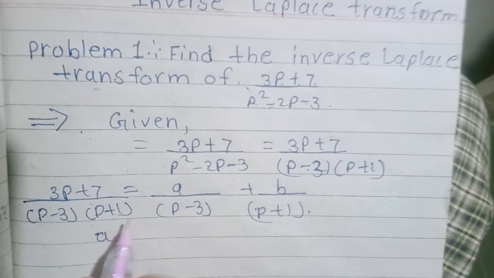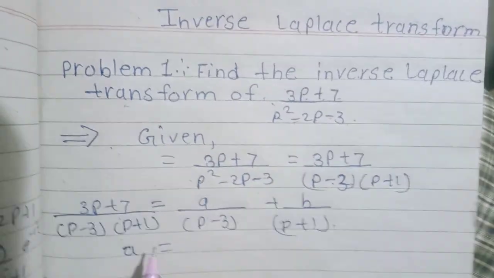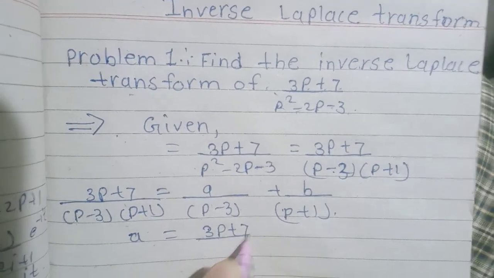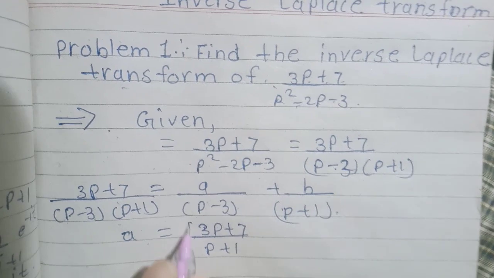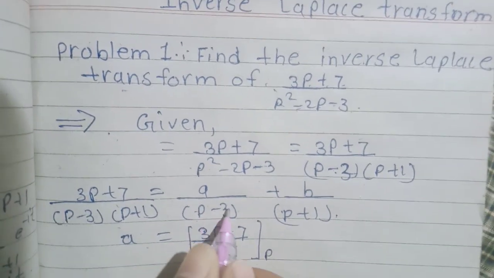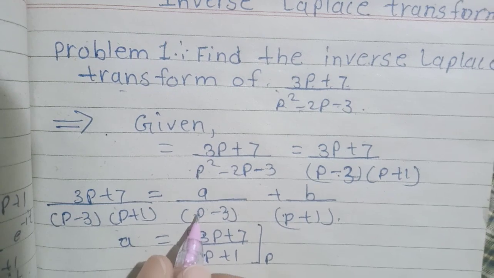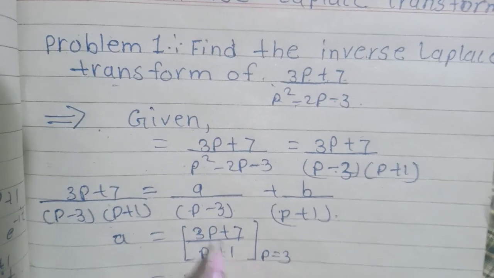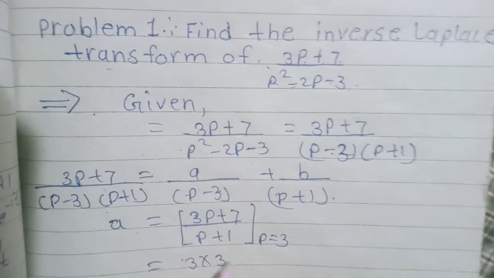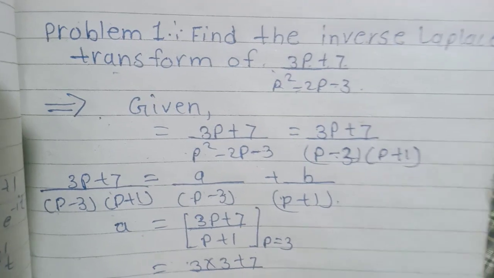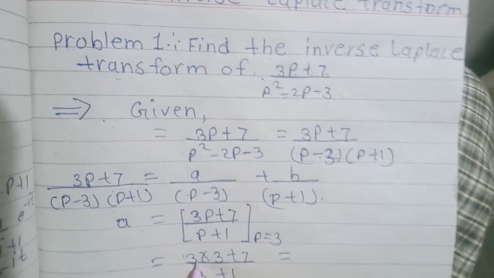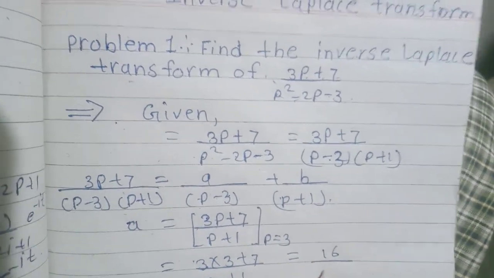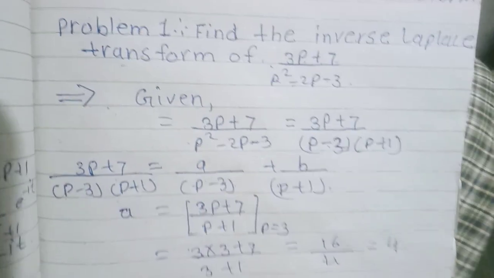So then find the value of a। so a की वैल्यू फाइंड करने के बाद यहाँ हम लेंगे 3p plus 7 divided by p plus 1, but here is p minus 3 equal to 0। so p की वैल्यू क्या आएगी, p is equal to 3। so we simplify this। 3 into 3 9 plus 7 divided by 3 plus 1। 9 plus 7 16 divided by 4, this is also equal to 4.